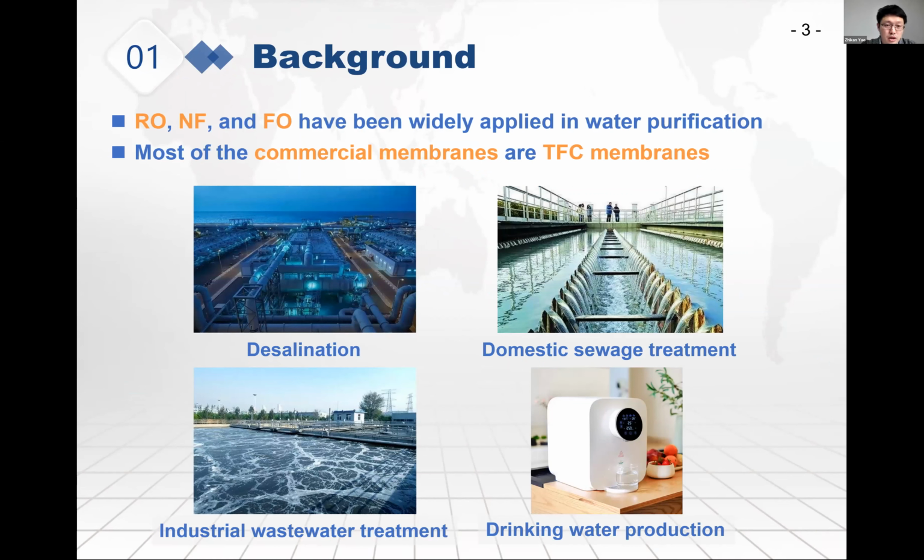As we all know, reverse osmosis, nanofiltration, and forward osmosis have been widely applied in water purification and production, such as desalination, domestic sewage treatment, industrial wastewater treatment, and drinking water production. Most of the commercial RO, NF, or FO membranes are thin film composite membranes. We call them TFC membranes for short.